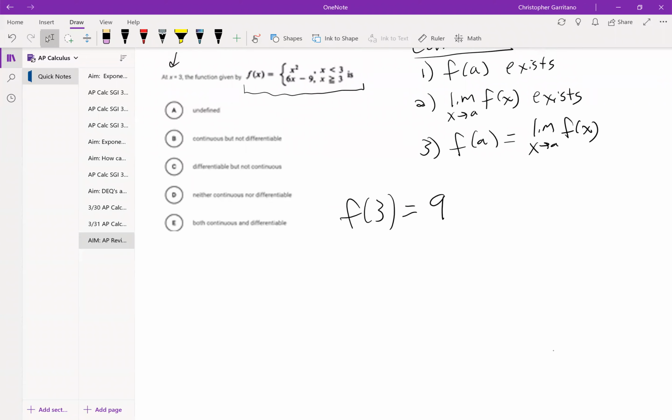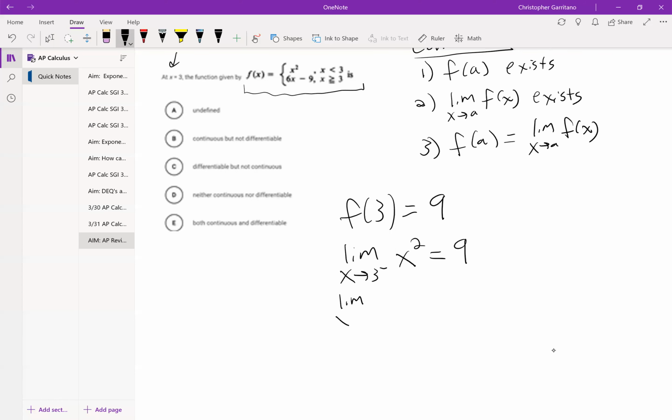Since there's a lower branch and an upper branch, and those branches happen to split exactly at x equals 3, when we do the left-handed limit, we're going to use direct substitution on the upper branch. When we do the right-handed limit, we're going to do direct substitution on the lower branch. So to test the limit as x approaches 3 from the left of x squared, I'm going to use direct substitution on that branch, and that equals 9. So I know the left-handed limit is 9.